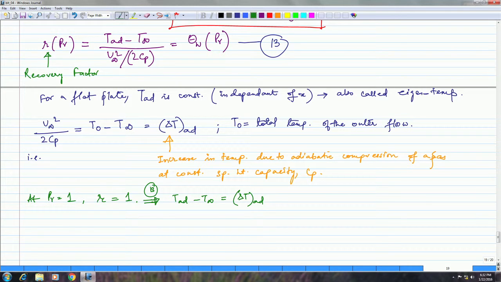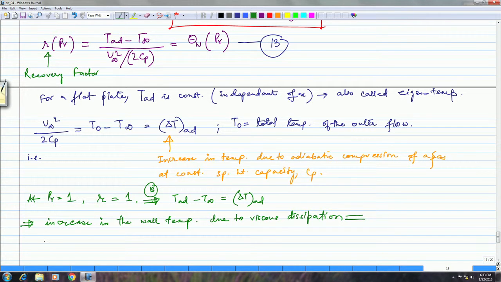Now, let me write that down first. What this essentially means is that the increase in the wall temperature due to viscous dissipation is exactly equal to the increase in the temperature due to adiabatic compression. I'll give you some numbers after this.